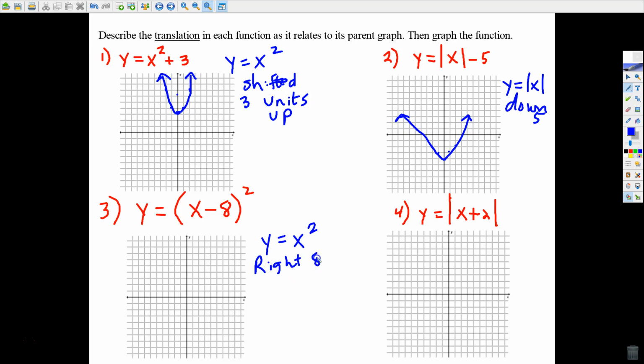8. Very good. We're going to take the original parent, which had vertex at the origin, and we're going to move all the points on the parent 8 places to the right. It's going to be way off to the side.